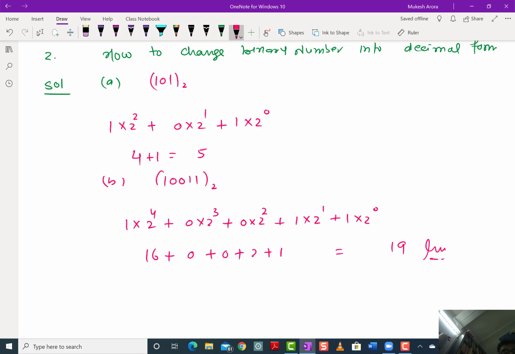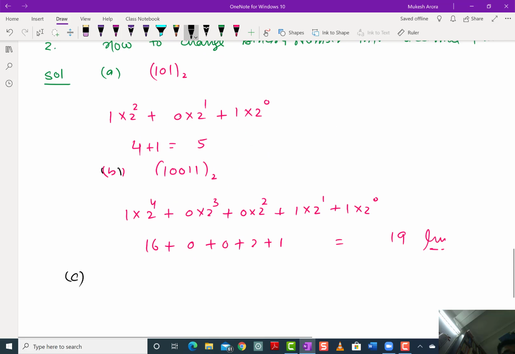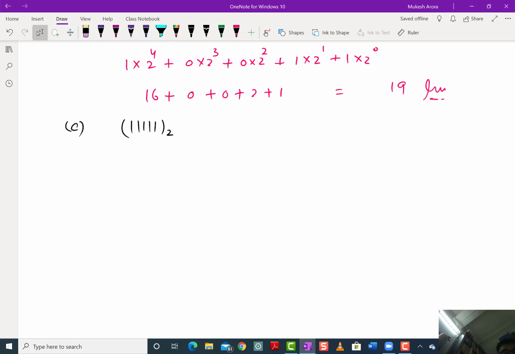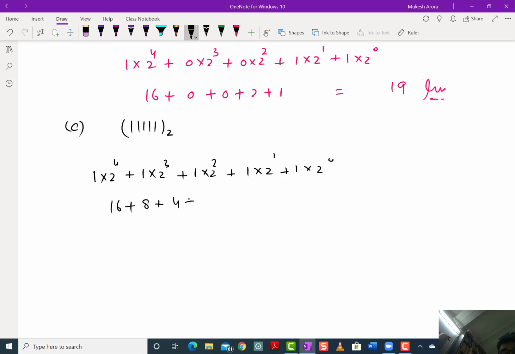Number 3. C is 11111 base 2. So now how we will do? 1 2 3 4 5. 1 into 2 raised to the power 4 plus 1 into 2 raised to the power 3 plus 1 into 2 raised to the power 2 plus 1 into 2 raised to the power 1 plus 1 into 2 raised to the power 0. 16 plus 8 plus 4 plus 2 plus 1. Answer will be 31.